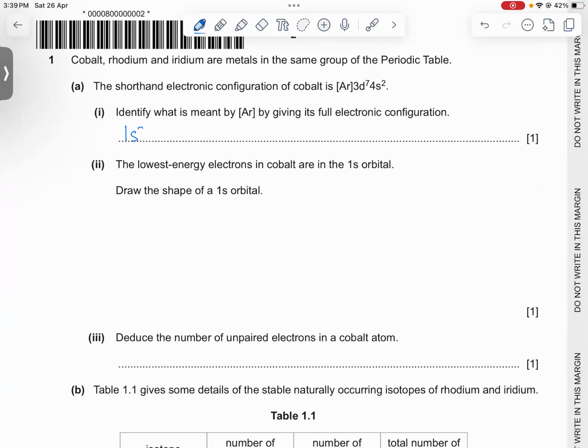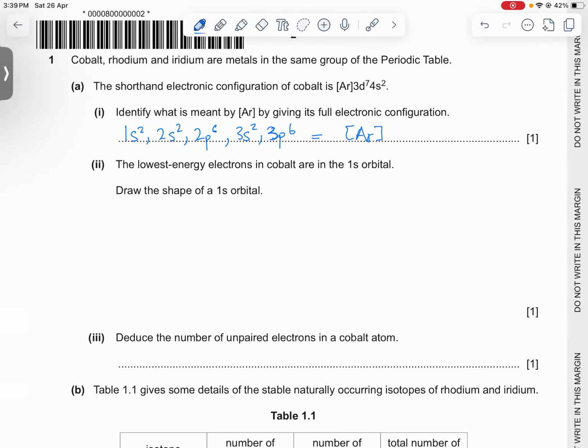So for 18 electrons, it should be 1s2, 2s2, 2p6, that is 10 electrons, 3s2, that is 12 electrons, 3p6, that is 18 complete electrons. This is meant by [Ar] over here.